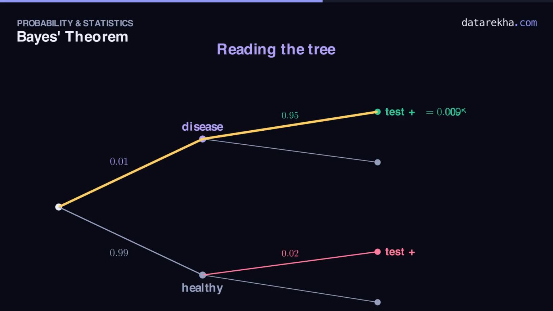Multiply along each path to reach the tip. Sick and positive is 0.0095. Healthy and positive is 0.0198, nearly twice as big because the healthy crowd is so much larger.